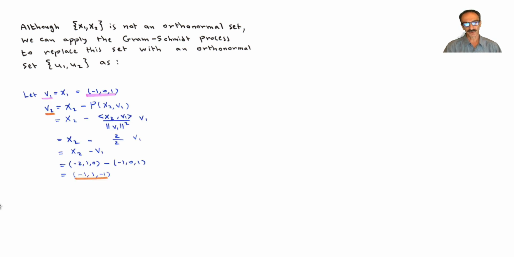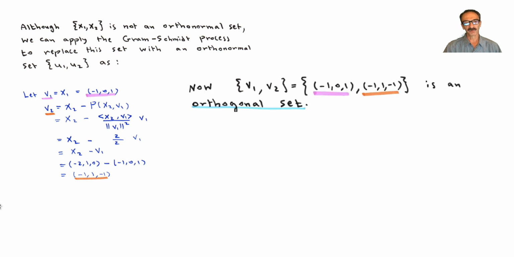We take v1 equals x1, we keep v1 as is, and for v2 we build the projection and then do subtraction. So v2 becomes x2 minus the projection of x2 over v1. You have the steps, you could verify it. We end up with minus 1, 1, and minus 1. Now these two new vectors, minus 1, 0, 1 and minus 1, 1, minus 1, I'm using the same colors as you could see to refer to which one is which, form an orthogonal set. Okay, we're done with lambda 1.